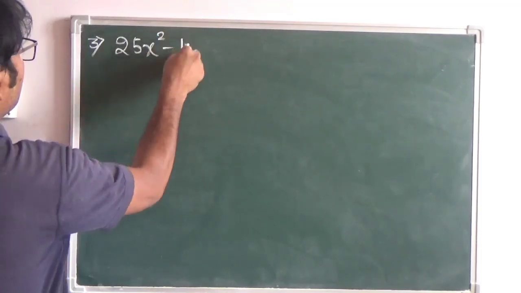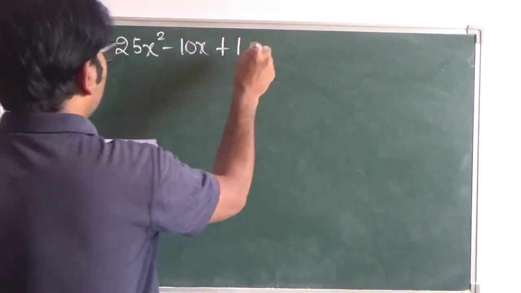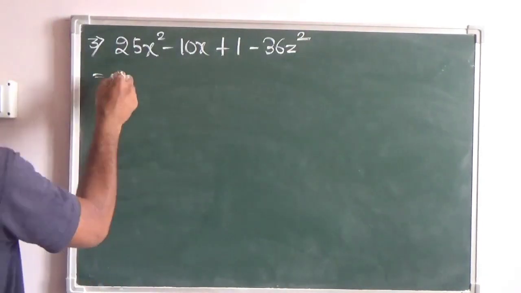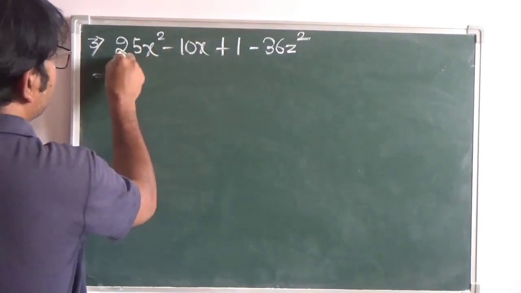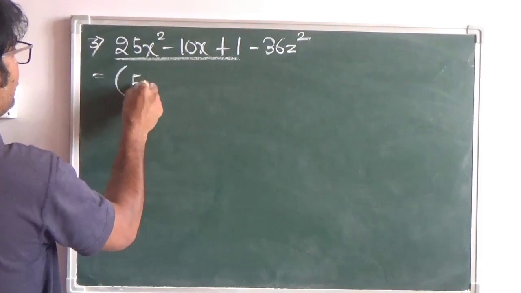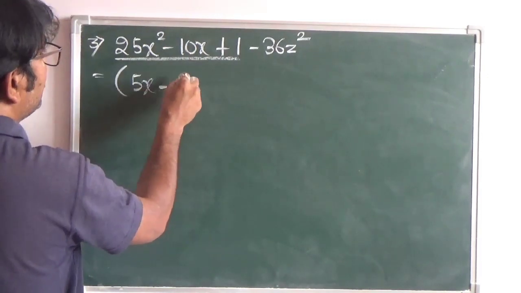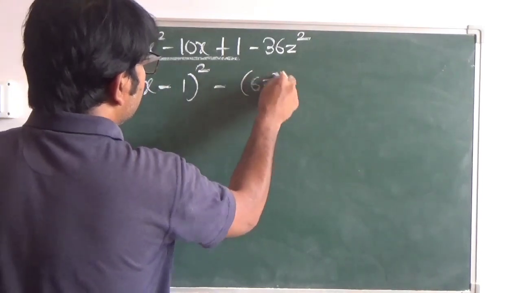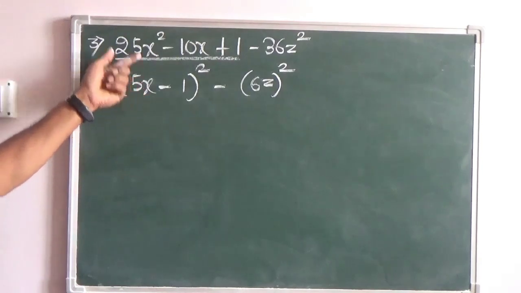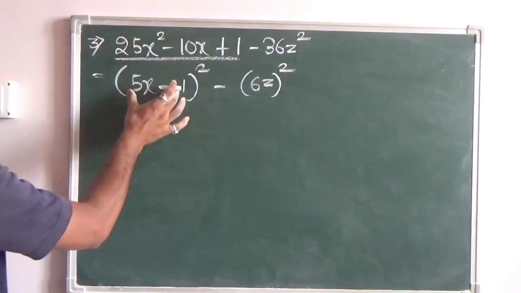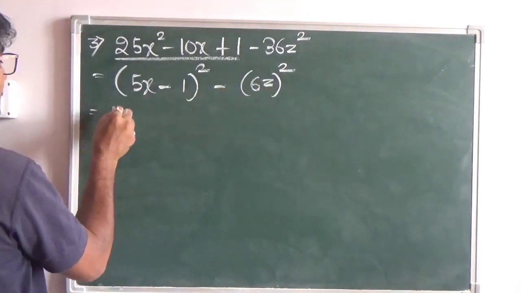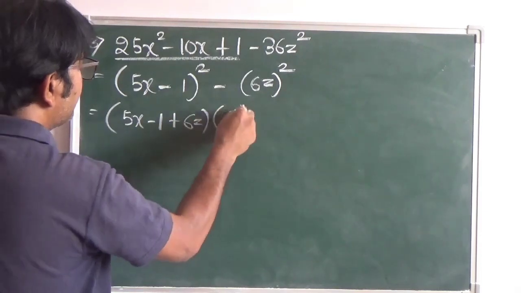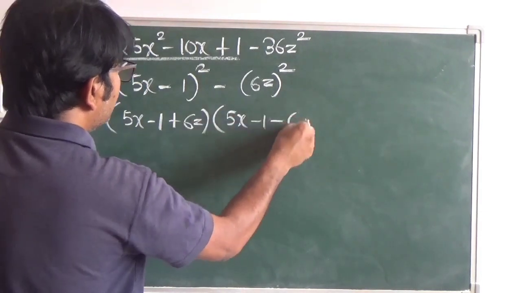25x square minus 10x plus 1 minus 36z square. Again the same type of question. First, this part is a perfect square, that is (5x minus 1) square, and this is (6z) square. So a square is 25x square minus 10x plus 1, and now this is a square minus b square, where a is 5x minus 1 and b is 6z. So it is (5x minus 1 plus 6z)(5x minus 1 minus 6z).